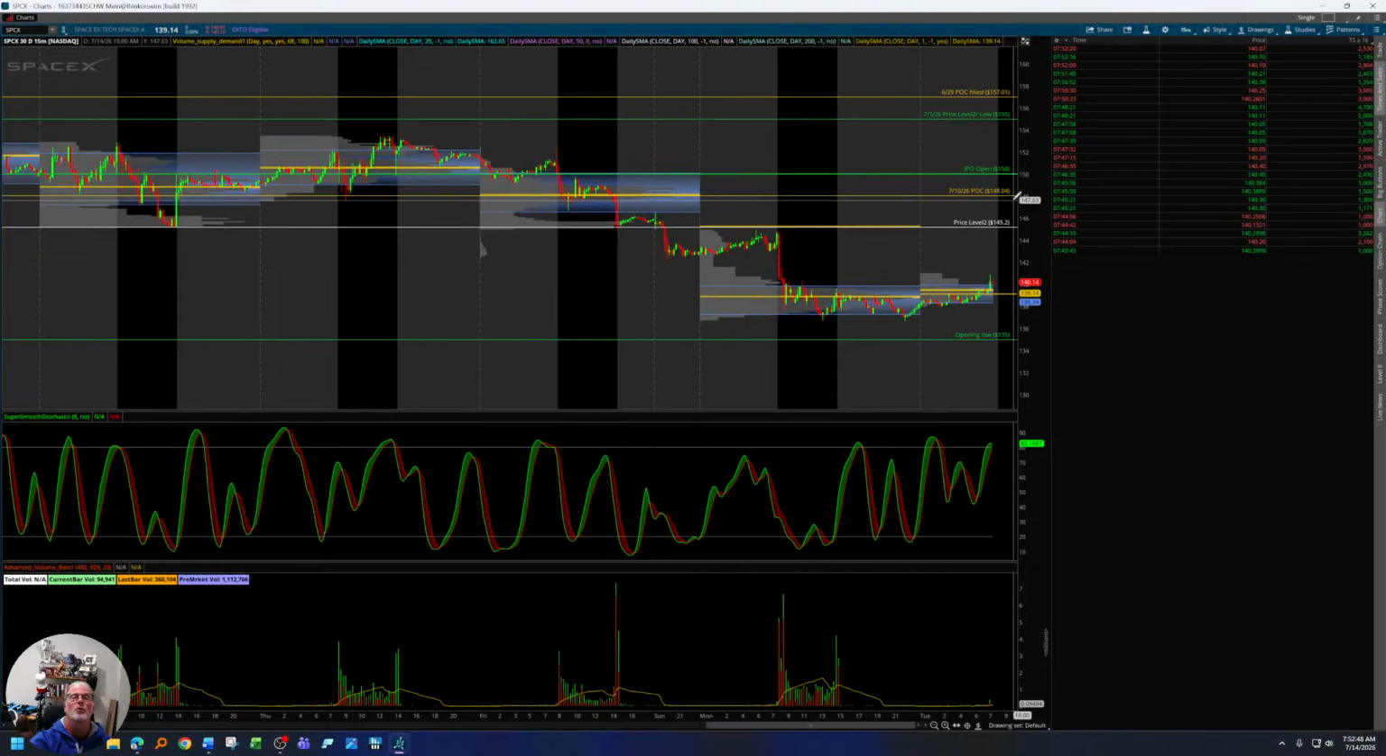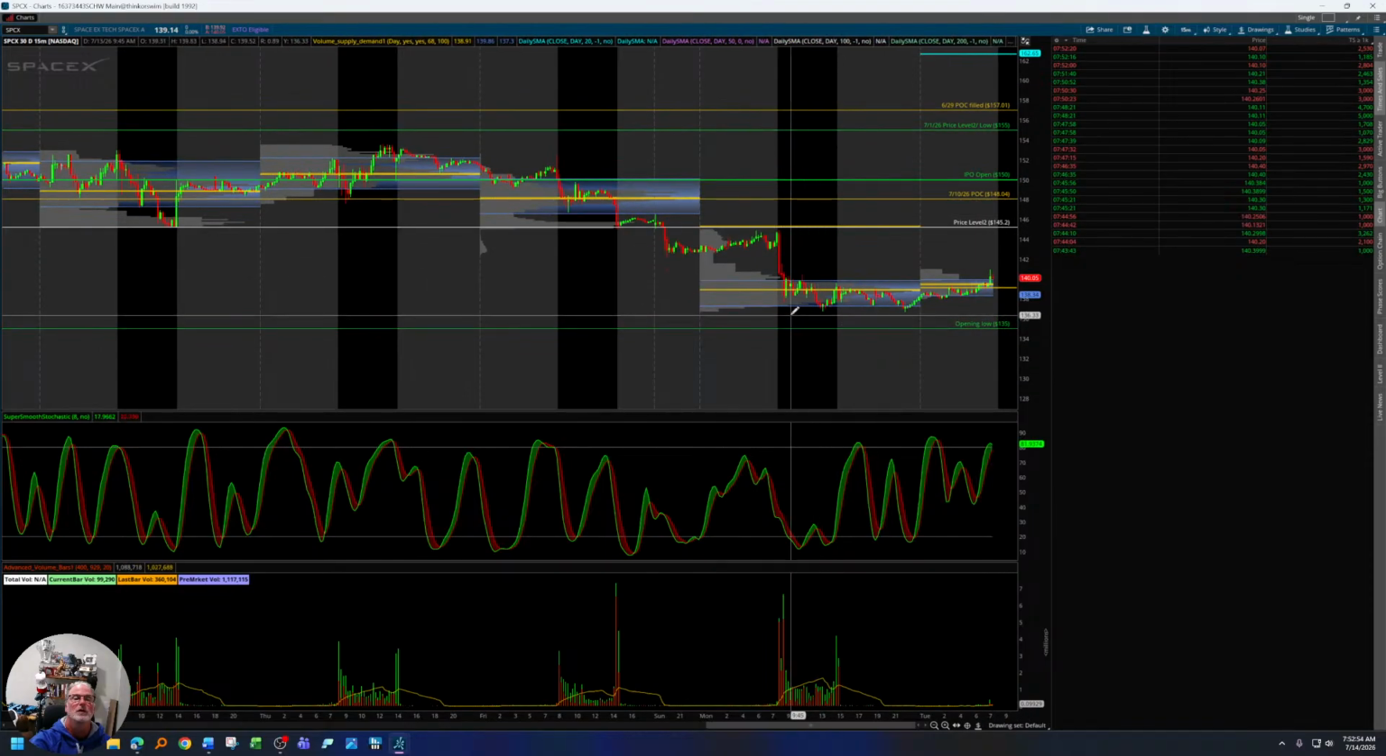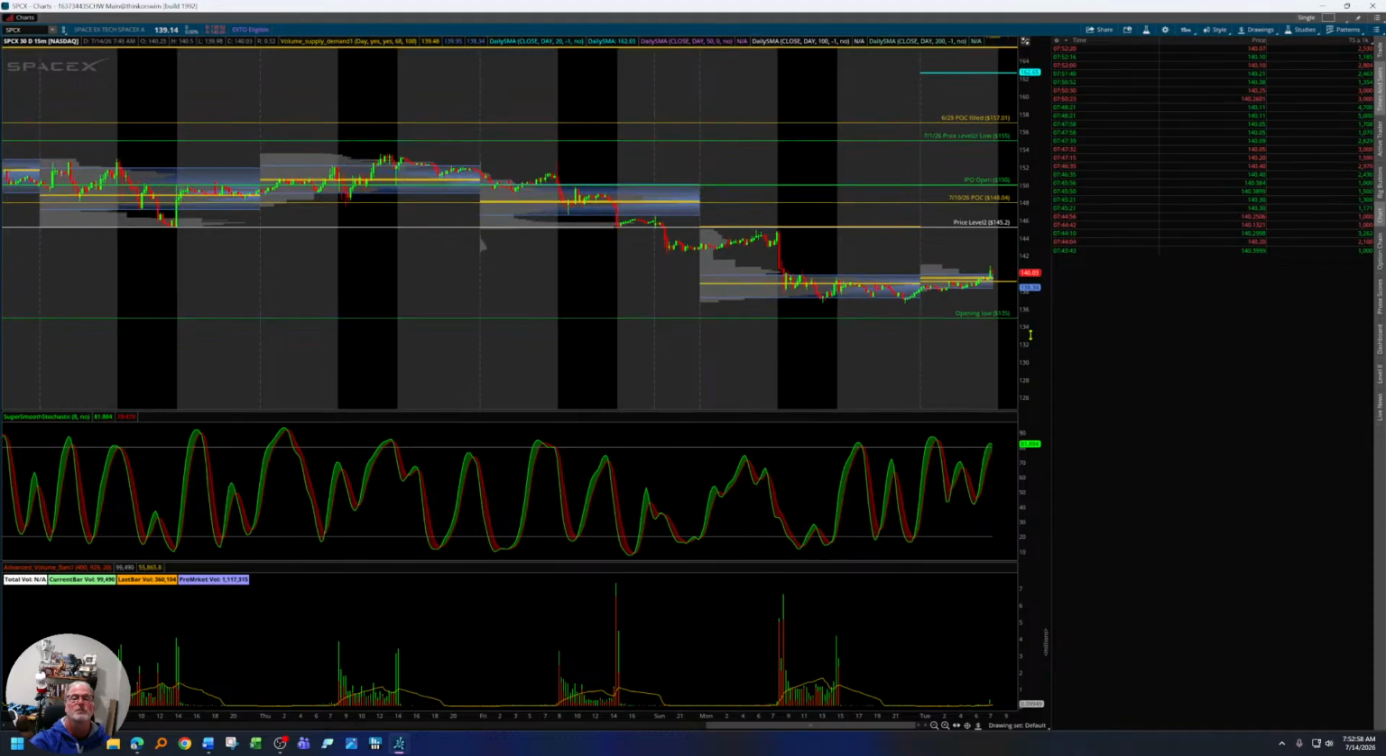But we do have an open point of control at 148.04 where the market could gravitate to and then possibly push off of that level here. If you lose yesterday's lows, I think there's a good chance you could come and test that 135 level, right? So hopefully it pushes up.